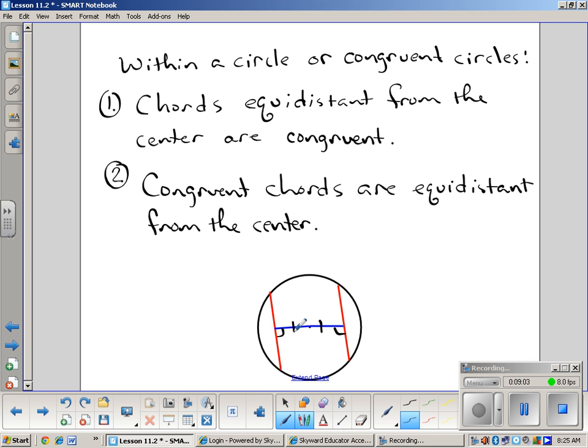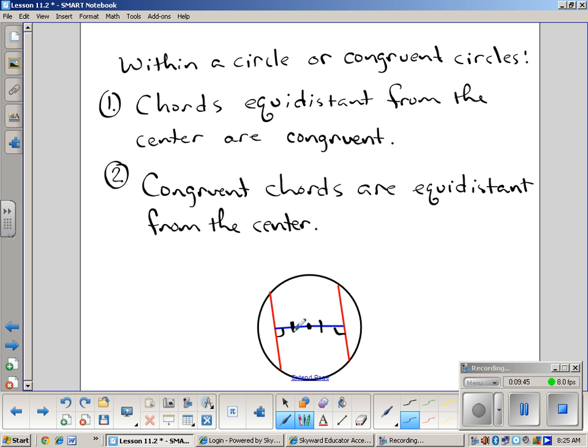Remember, to measure the distance from a point to a line, it has to be a perpendicular line to that other line from the point. And so here's my center. To measure the distance from the center to this chord, we have to have this blue line right here that is perpendicular to the red line and equal to this other one over here, okay? And so if they are equal, that means that those chords are equidistant from the center.